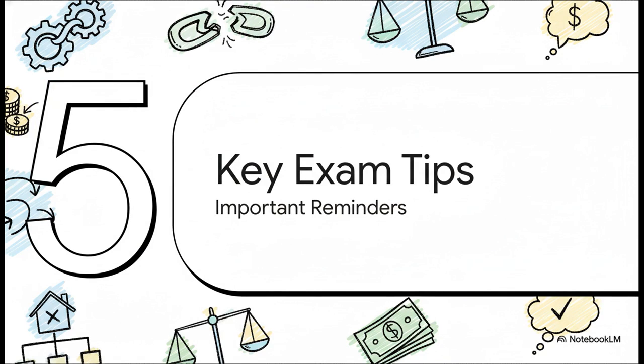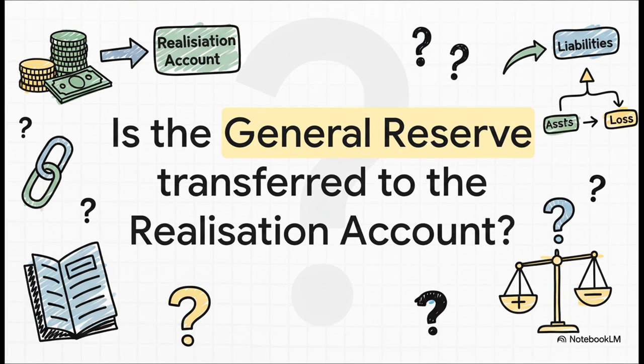All right, we are almost done. But before you go, I want to give you some super important last-minute exam tips. These are the little things that can save you from making silly mistakes when it really matters. So here's a quick pop quiz for you. Are you paying attention? In the balance sheet we saw, there was a general reserve of 13,500 rupees. Tell me, did we put that into the realization account? Yes or no? Think about it.